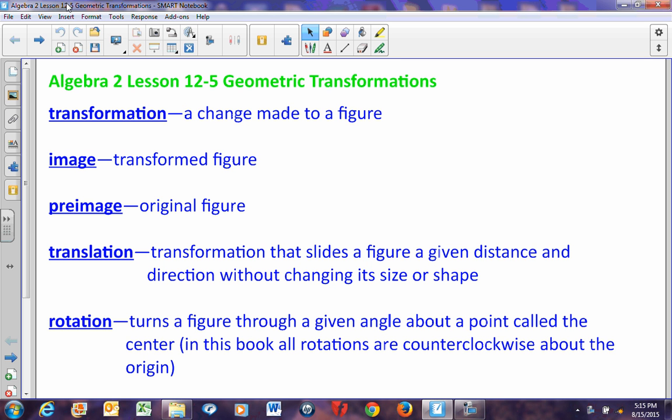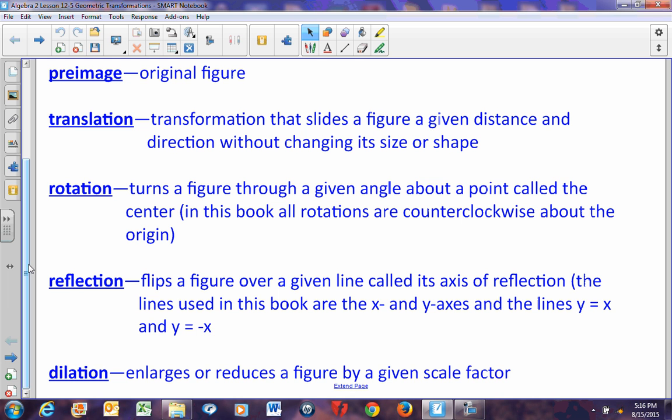A rotation turns a figure through a given angle about a point at the center. In this particular textbook, all rotations are counterclockwise about the origin. Most textbooks I've ever worked with, the rotations are counterclockwise about the origin. A reflection flips a figure over a given line called its axis of reflection. The lines used in this book are the x-axis and the y-axis, and the line y equals x and y equals negative x, which are your two diagonals. A dilation enlarges or reduces a figure by a given scale factor. Okay, all these are important because that's what we're going to be working with today.